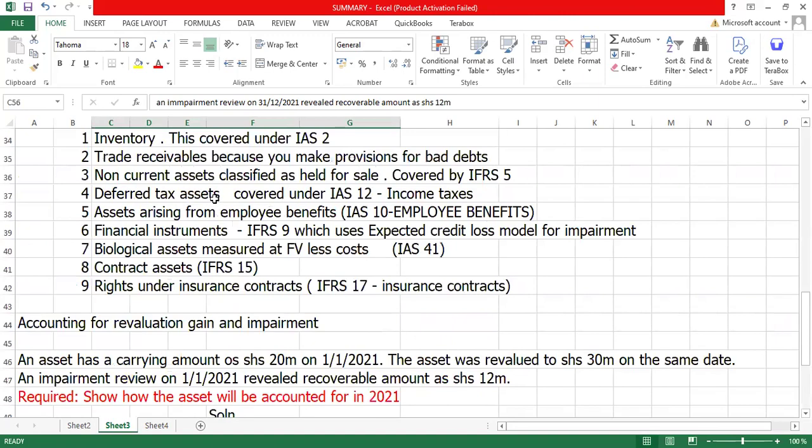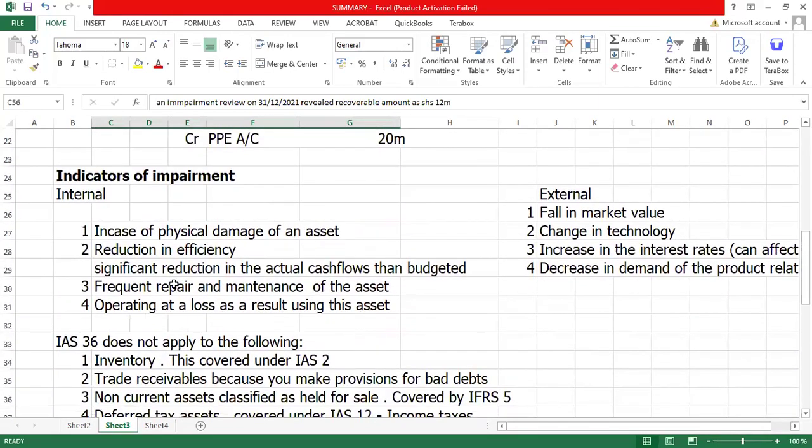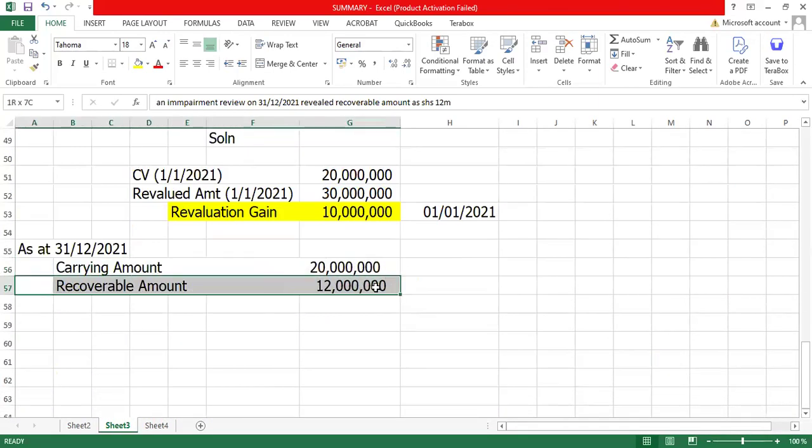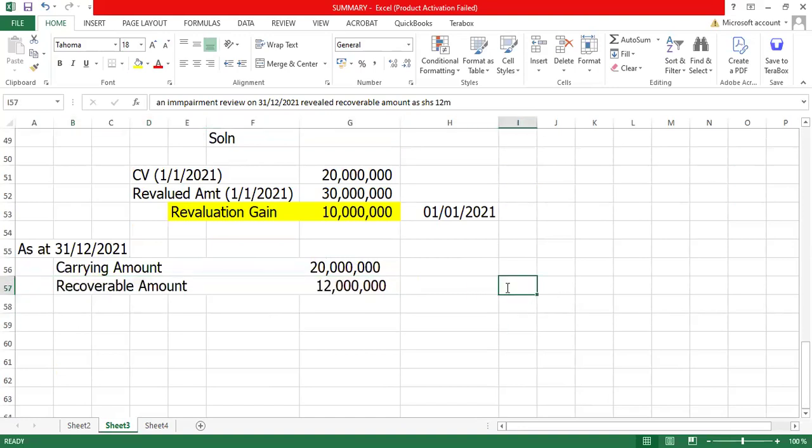What did we say with impairment? You compare the two, because here you already have the recoverable amount. You don't need to look for the fair value less cost to sell and compare it with value in use. You have the recoverable amount directly, so no need of comparing. So here the question is, is the asset impaired or not? Here the asset is impaired. You can only recover this. So here you have the impairment loss.